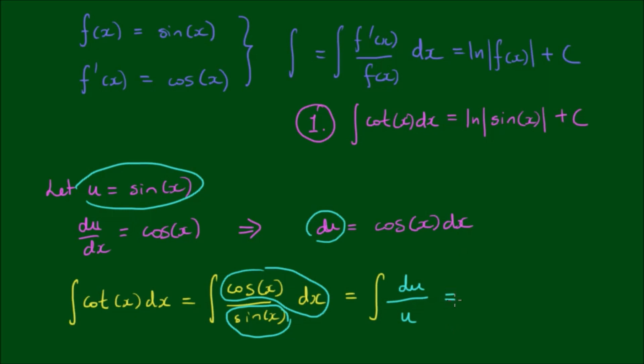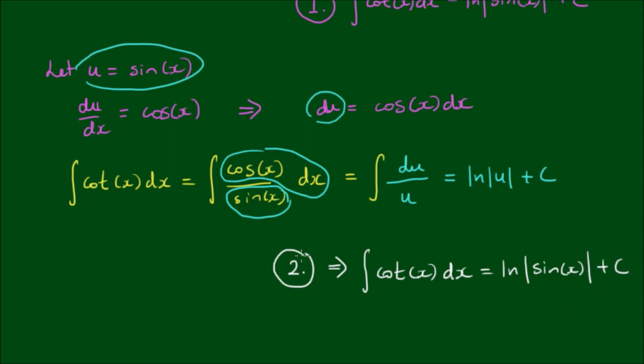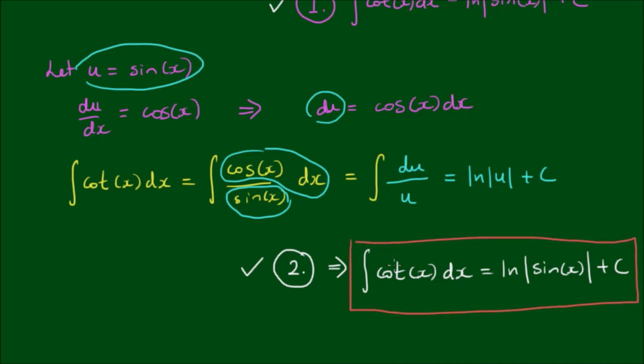So integrals of this form also evaluate to the log of the absolute value of u plus c. So now we simply back substitute u for sine of x. So the integral of the cotangent of x dx is equal to the log of the absolute value of sine of x plus c. And this is method number two. And we see that we get exactly the same result as method number one. So that's two ways of finding the antiderivative or the indefinite integral of the cotangent of x.